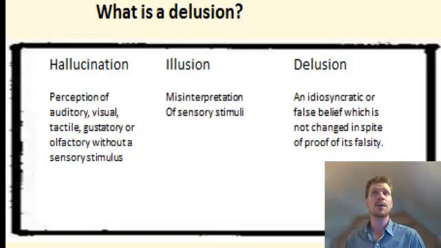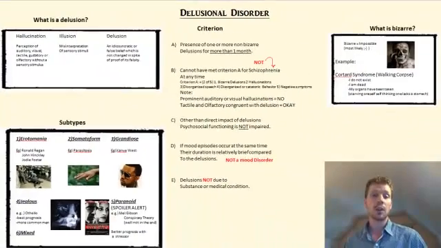Let's differentiate delusion from hallucination and illusion. A hallucination is a perception, auditory, olfactory, gustatory, visual, or tactile. So seeing, touching, tasting, feeling, hearing things that are not there. An illusion is a misinterpretation of a sensory stimulus. For example, I see a shadow in the corner, I think it's a monster, I hide under my covers. Hopefully that's an illusion, it's not the boogeyman. A delusion, on the other hand, is an idiosyncratic or false belief which is not changed in spite of proof of its falsity. So that's what a delusion is.